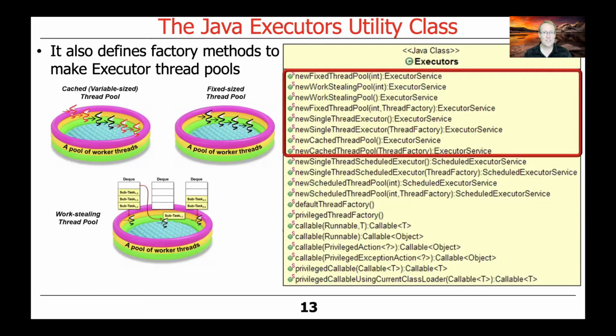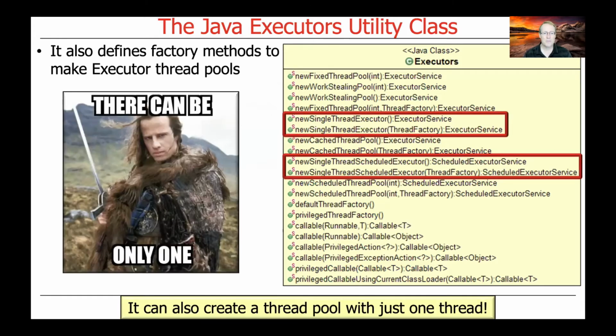The main thing, of course, that's defined in the Executors utility class are the factory methods that make different kinds of executor thread pools. Again, there's a bunch of different kinds of pools. There's a cached or variable size thread pool. There's a fixed size thread pool. There's a work stealing pool. There's a pool that you can create to make a pool of scheduled threads. These schedule on the basis of time, as we've talked about recently, when you can schedule tasks to run either in a one-shot way or a periodic way, and so on and so forth. So there's a bunch of different ways you can create different types of thread pools.